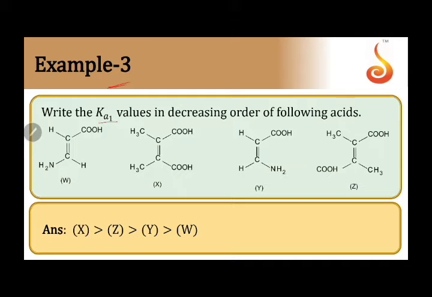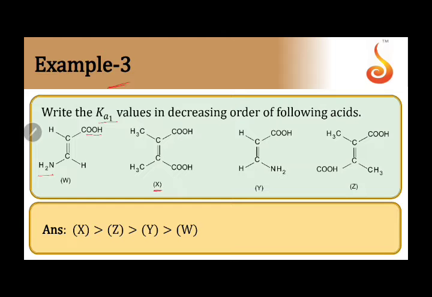Arrange the Ka1 values in decreasing order for the following acids. You can see the structures of the compounds. There is a carboxylic group and an amino group in the first compound. Carboxylic acid is an acid, whereas amino actually acts as a base.